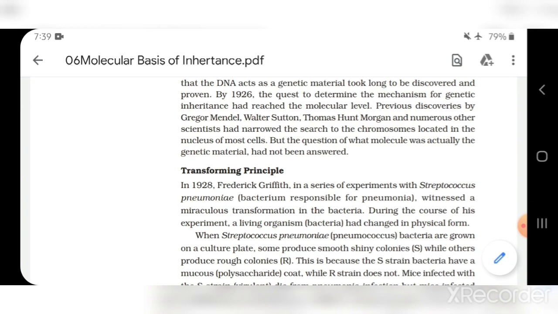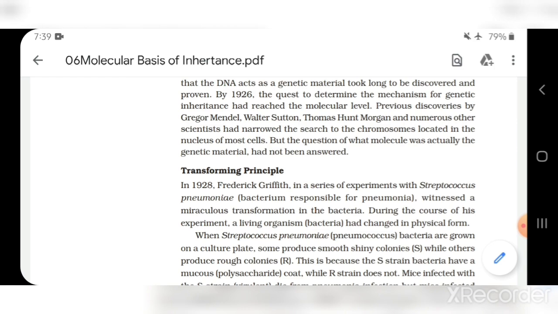And the thing which I am going to tell you at this moment is the Chargaff's rule. What is a Chargaff's rule? We know that the DNA is made up of purines and pyrimidines. The Chargaff's rule states that the number of purines is equal to the total number of pyrimidines, right? That means the addition of adenine and guanine is always equal to the addition of cytosine and thymine.